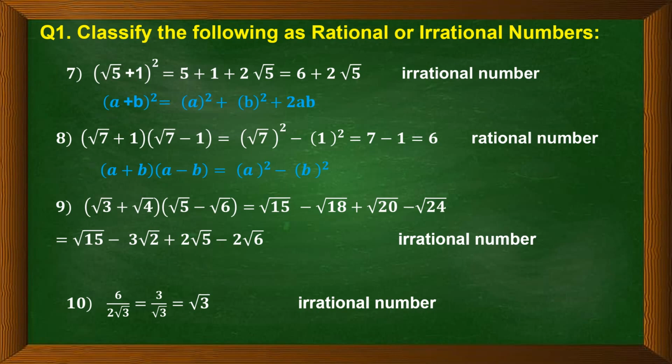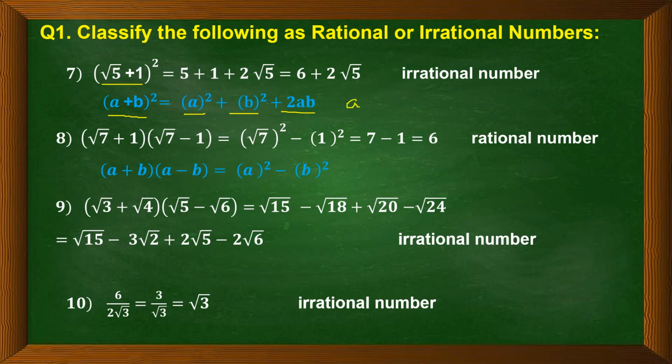So let us take up seventh part now. Square of root 5 plus 1. First of all, we will solve it and get the answer, and then only we can tell whether it's a rational or irrational number. Now, if you observe it closely, it resembles our identity 1, which says that a plus b whole square is equal to a square plus b square plus 2ab.